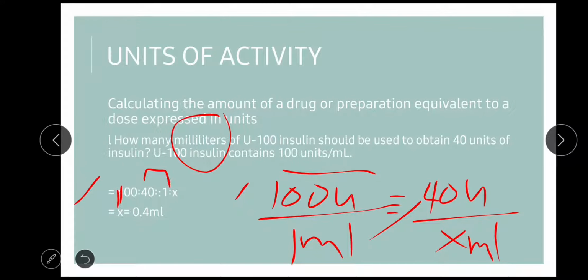After multiplying, we divide the answer by 100 units to get the ml. Here, 40 is to 1, right? 40 times 1 over 100 is our answer for X. So our answer here is 0.4. The unit should be ml because we are looking for milliliters.